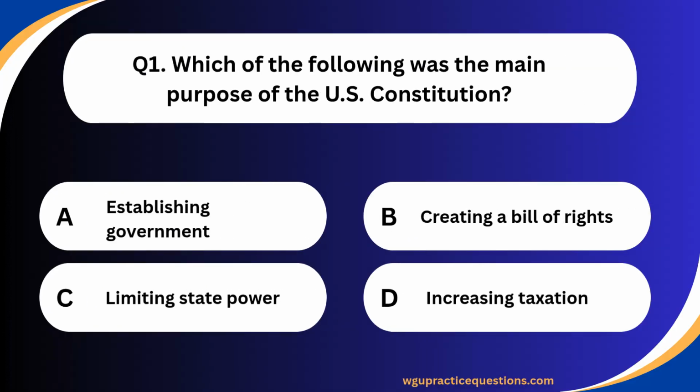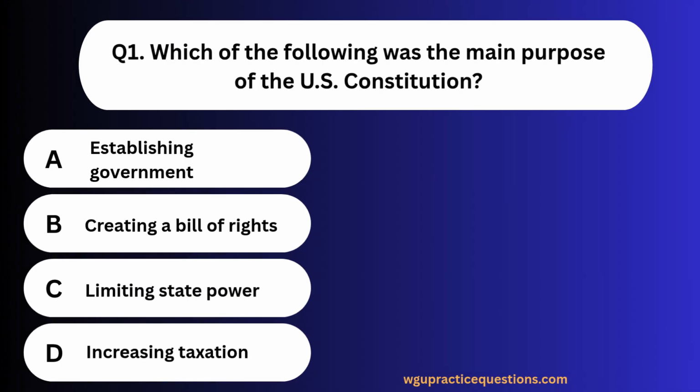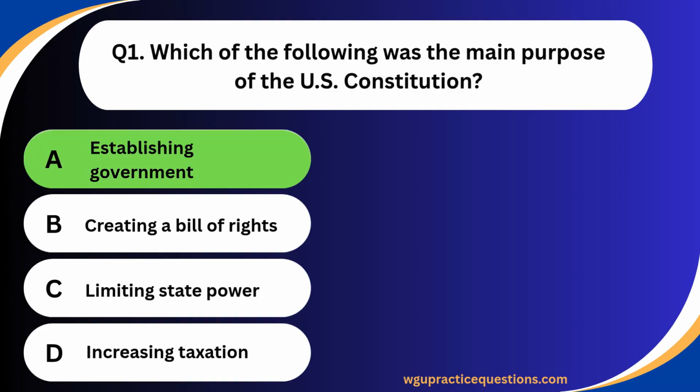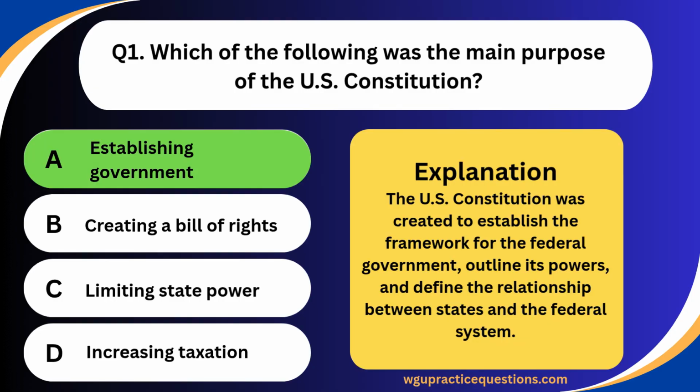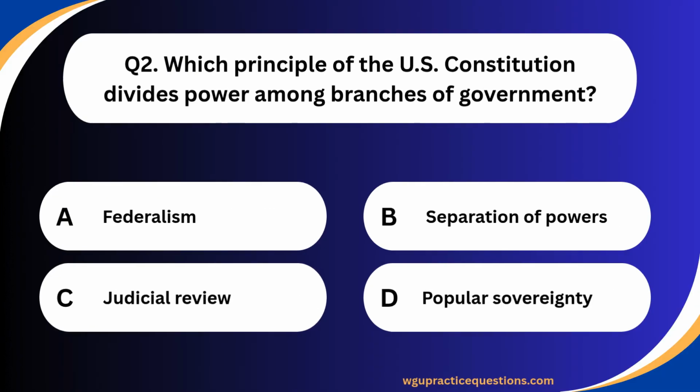Question 1. Which of the following was the main purpose of the U.S. Constitution? A. Establishing government. B. Creating a Bill of Rights. C. Limiting state power. D. Increasing taxation. Which one is the correct answer? The correct answer is A. Establishing government. Explanation. The U.S. Constitution was created to establish the framework for the federal government, outline its powers, and define the relationship between states and the federal system.